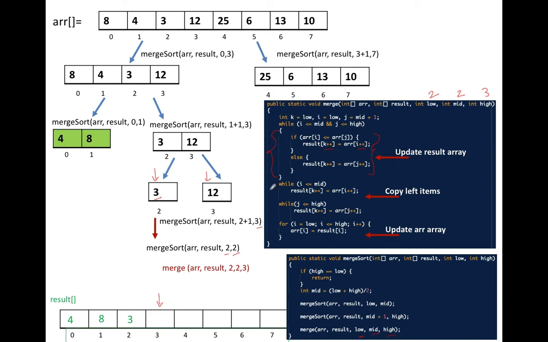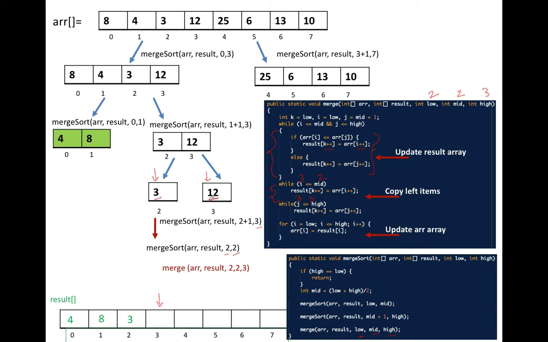We won't go inside this while loop because i is not less than mid, since the value of i is incremented from 2 to 3. So this will be 3 and mid is 2. So it won't go inside this while loop, but it will go inside this while loop. Why? Because the value of j is mid plus 1, that is 3, and the value of high is also 3. So it will go inside this while loop and correspondingly update the result array.